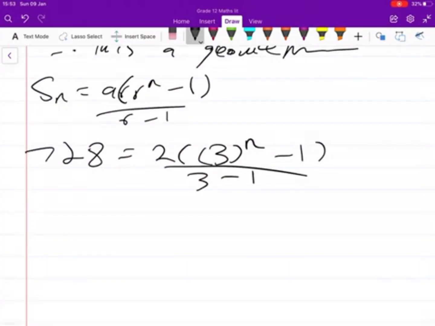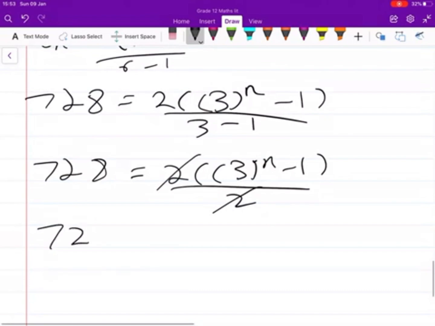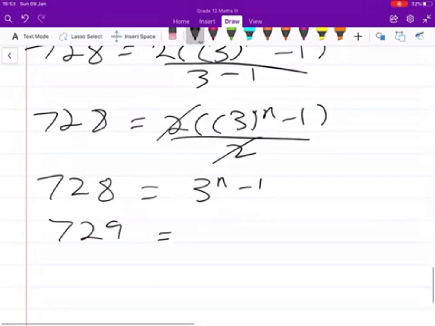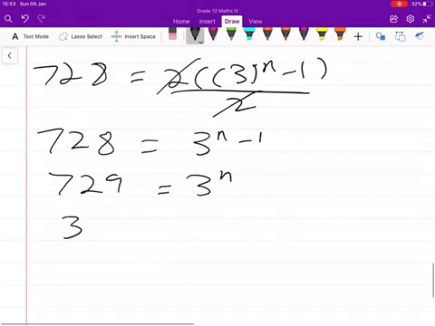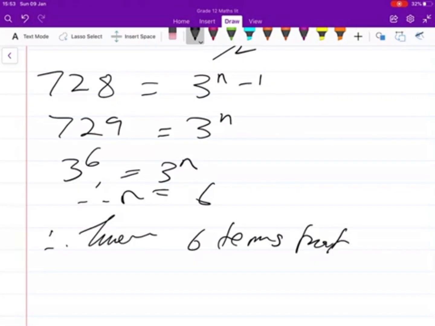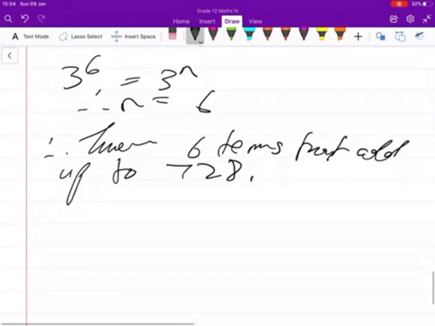So then this is 728 equals 2(3n minus 1) divided by 2, cancel. This is 728 equals 3n minus 1. Okay, this is 729 equals 3n. Then this can be written as 3 to the exponent 6. And therefore, when the bases are the same, we equate the exponents. Therefore, there are 6 terms that add up to, what was the value that they gave us? 728. All right, guys, that is all the examples that you need to know.